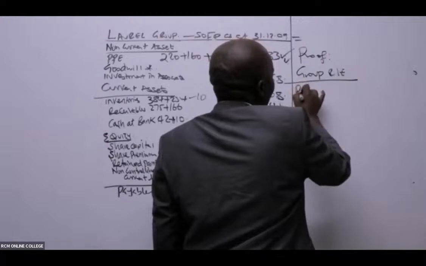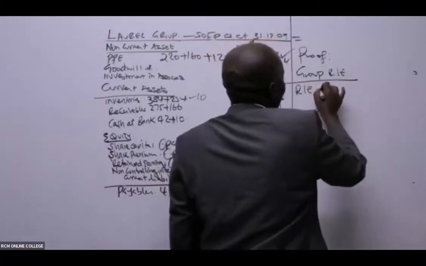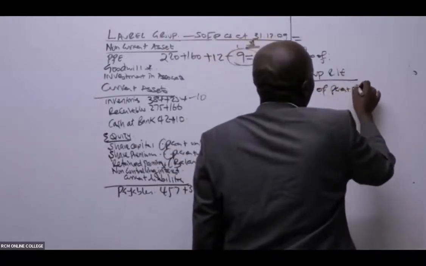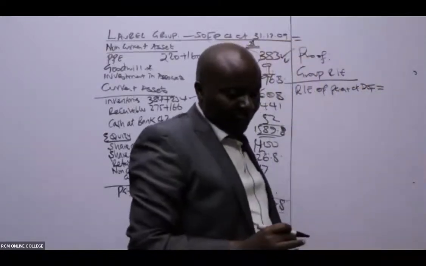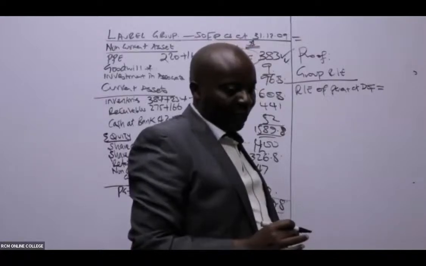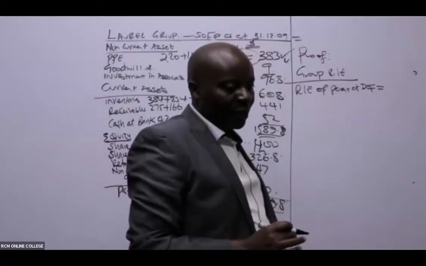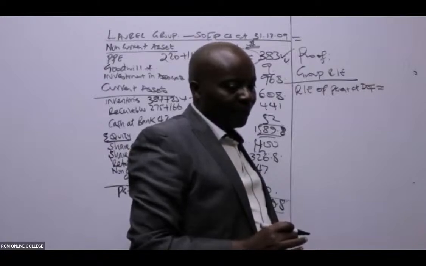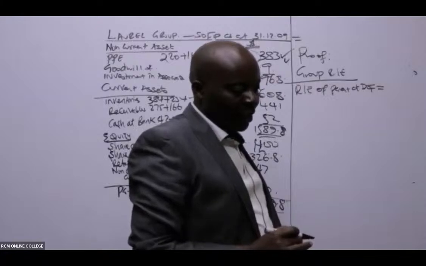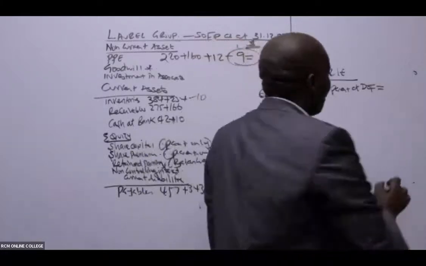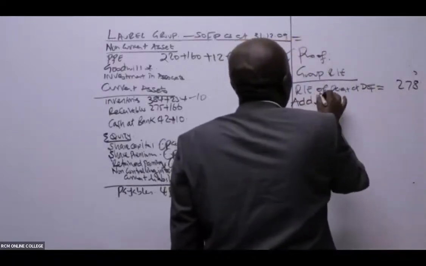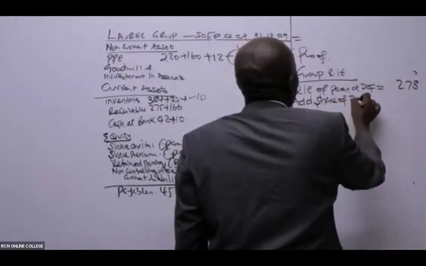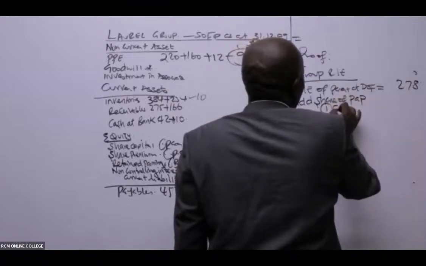So we start with retained earnings of the parent at the date of financial statements. Is there somebody who can pick that figure? Retained earnings of the parent at the date of financial statements? 278. Are you able to see it? 278. And then you add, in this case here, share of PAP.